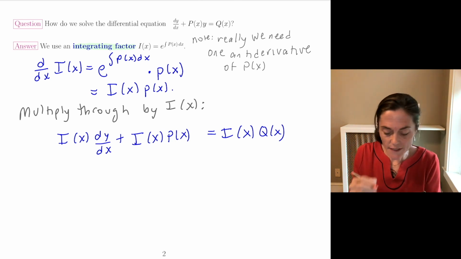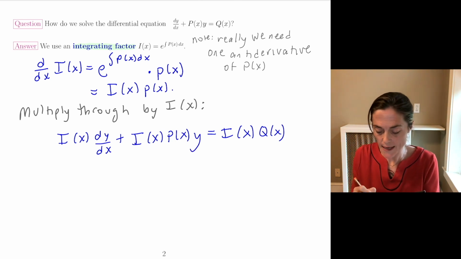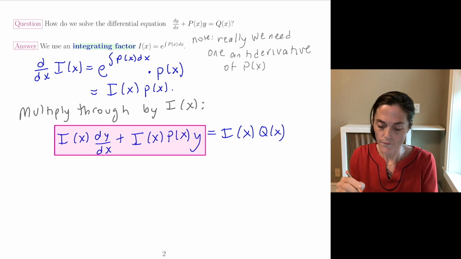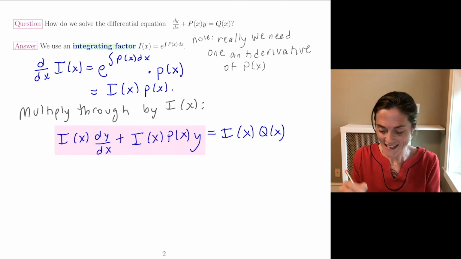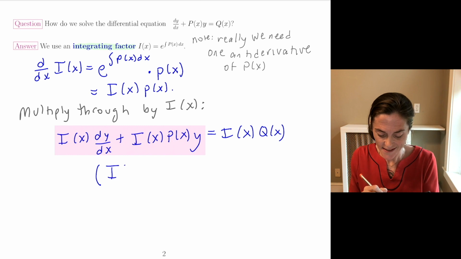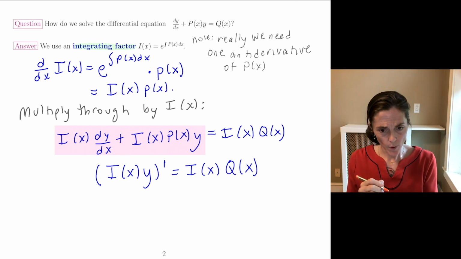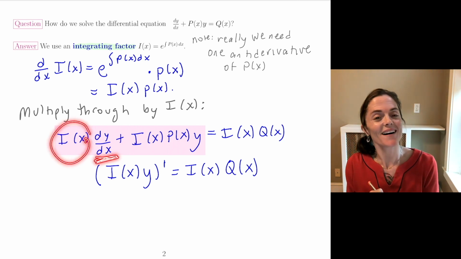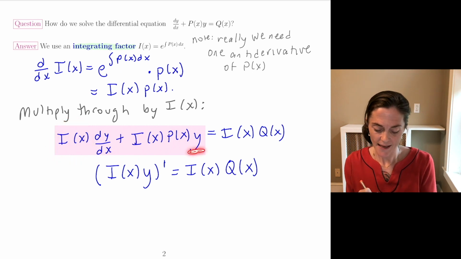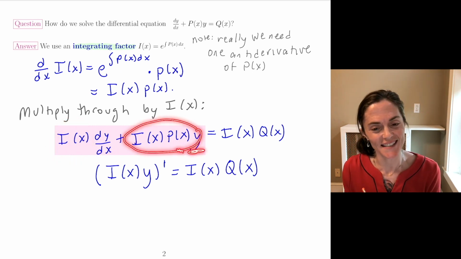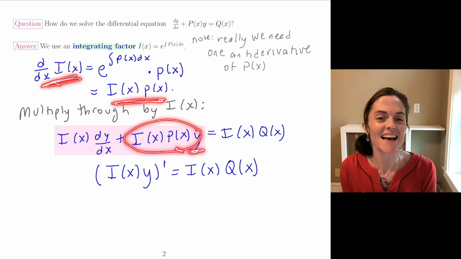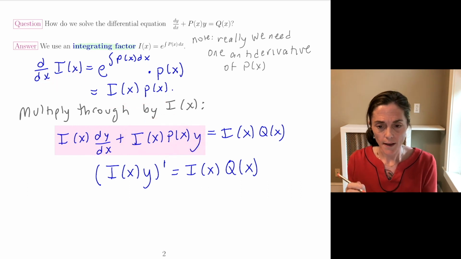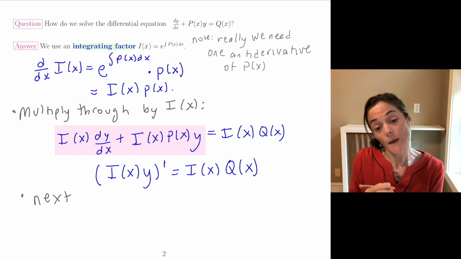Okay, so the left-hand side, just like we saw in the example on the last page, the left-hand side really is the product rule. Let's write it. This will be I of x times y prime. As we saw in the last example, here is first, derivative of the second, plus the second times derivative of the first. That's what we justified at the beginning. The derivative of the integrating factor is I of x times p of x. Now, the next step is we integrate both sides.